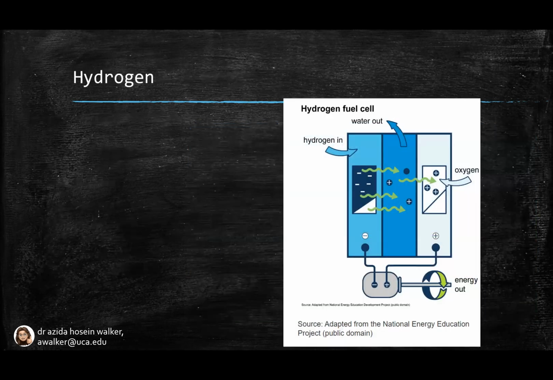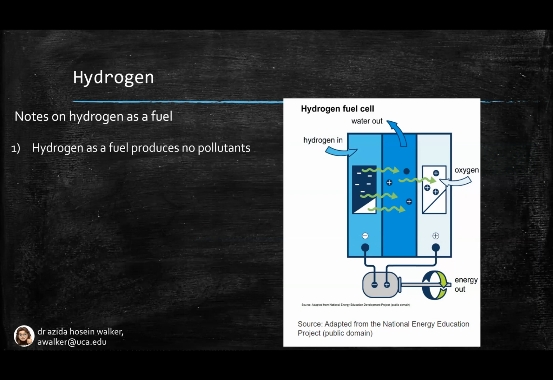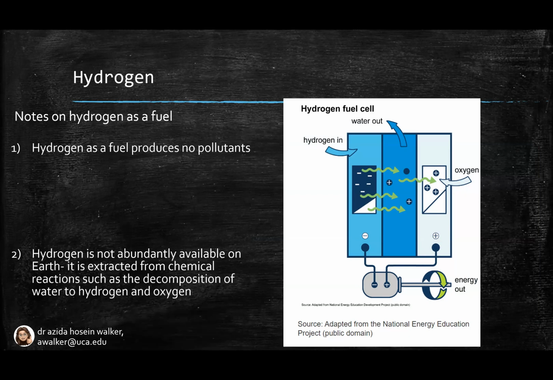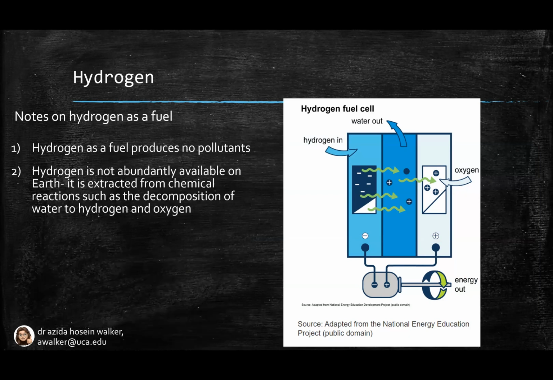And this is definitely the last one. It's hydrogen power. Something we can note about hydrogen fuel is that it produces no pollutants at all. It's not quite abundantly available on the earth, so it's extracted from a chemical reaction. And funny enough, it's from the decomposition of water that gives us hydrogen and oxygen.